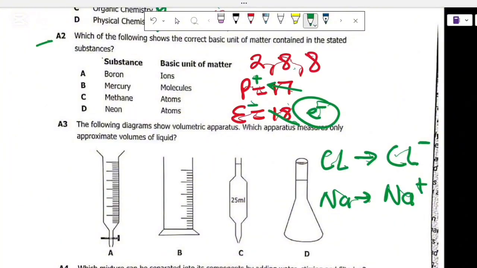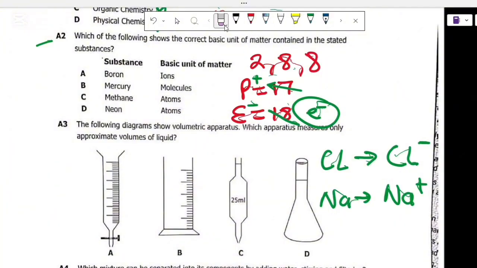Positive ions are formed usually among metals, because sodium is a metal, when they lose electrons. Negative charged ions are formed when non-metals like chlorine accept or gain electrons. So one is gaining, one is losing. One is forming a positive ion, the other one is forming a negative ion. So make sure you understand that.